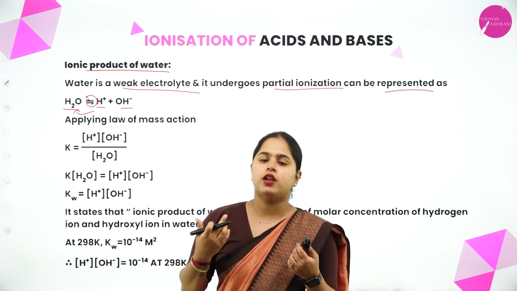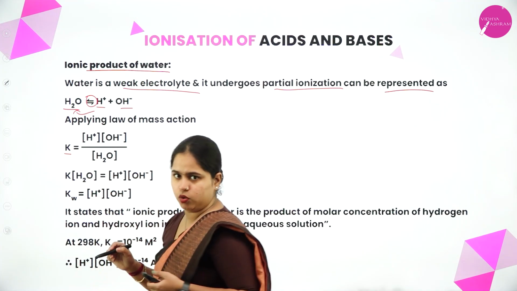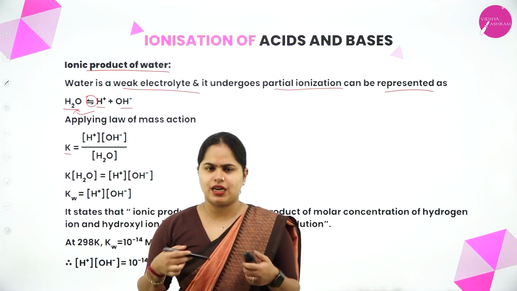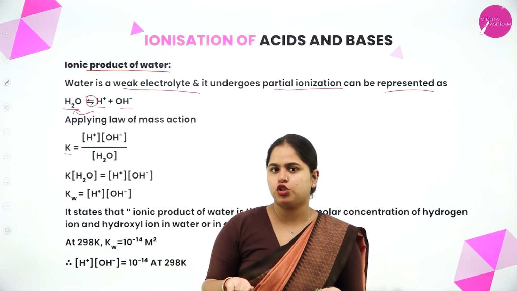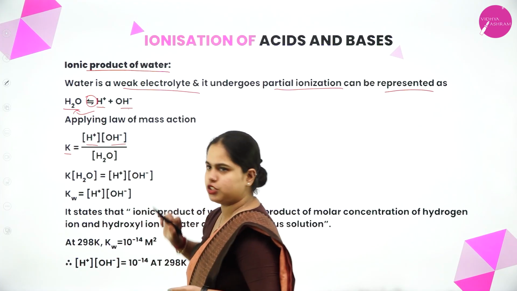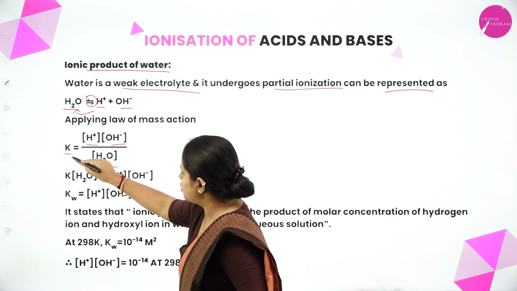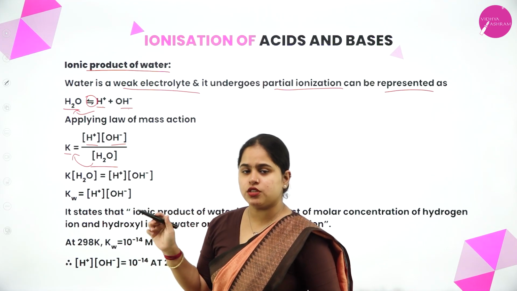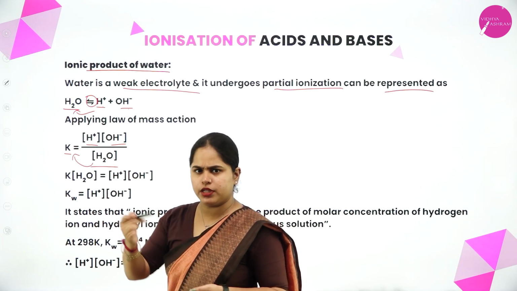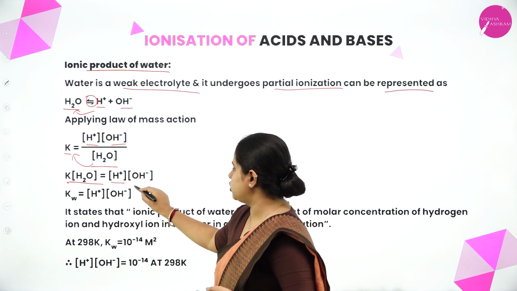So now we are going to apply the law of mass action, which we have already studied. So applying the law of mass action, K will be equal to what? The molar concentration of the products divided by the molar concentration of the reactants raised to the power equal to their stoichiometric coefficient. So what are the products here? H plus and OH minus, right? So the molar concentration of H plus and OH minus ion divided by the molar concentration of water, right? Now we are going to take this concentration term to the other side of the equation. So it becomes a multiplication there, right? It was in the denominator here. If you take it to the other side, it will come in the numerator. So K into molar concentration of water will be equal to molar concentration of H plus into OH minus.